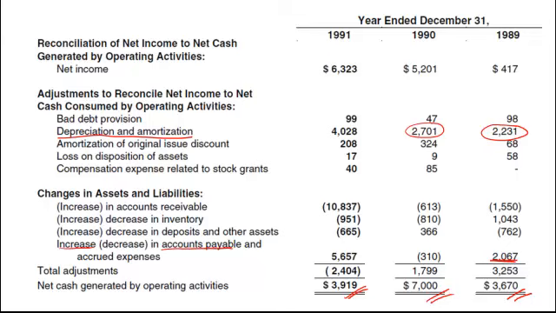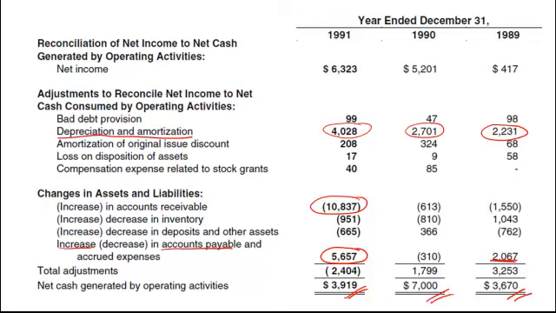In 1991, our answer changes. In 1991, our net income is 6,323,000, and net cash generated by operating activities is only 3,919,000. So we see that cash from operation is smaller than net income. Well, the main adjustment that we see here is still the depreciation. We also have an increase in accounts receivable, and we can see that there is also a significant increase in accounts payable. With that, we are done answering question number 2.